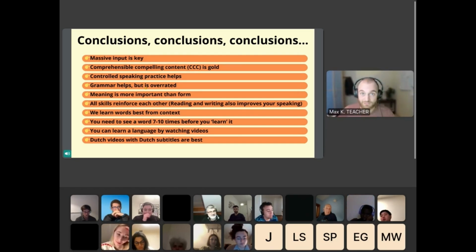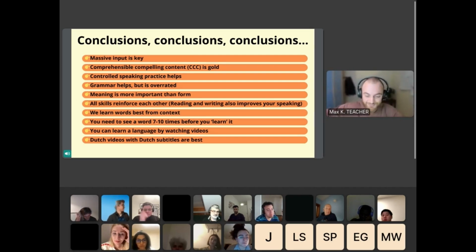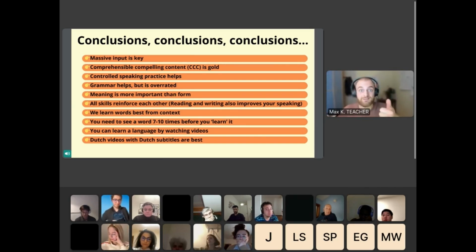Grammar helps, but it's greatly overrated. It definitely helps, but if you take an A2 book, like Nederlands in Gang or something, and do all the exercises in the book, you'll be super slow. You'll be way too slow. So you should do a little bit of grammar, not a lot. Meaning is more important than form, because we were talking about messages, right? So messages are meaning. All skills reinforce each other.